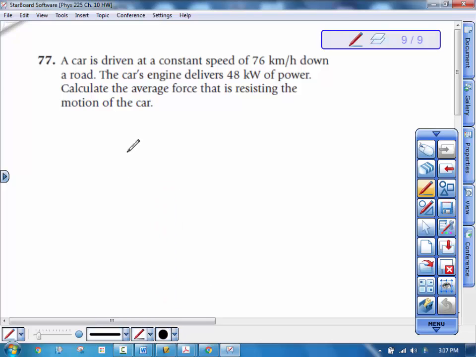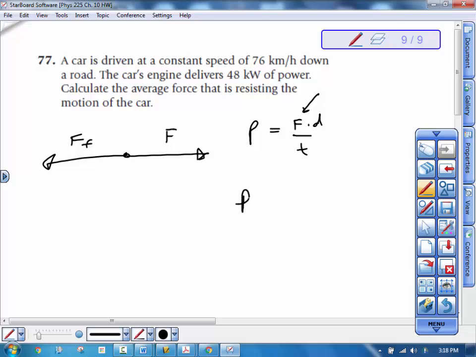Okay, the next problem, last problem then, is we have a car driving on the road at constant speed. Constant speed is important because it tells us that the force that's resisting, we'll call that friction, and the force that's driving the car down the road are equal. Well, they give us the power. We know that power equals work divided by time, which work is really force times distance. So if we find this force right here, that's going to be equal to the force of friction. So let's find that force.